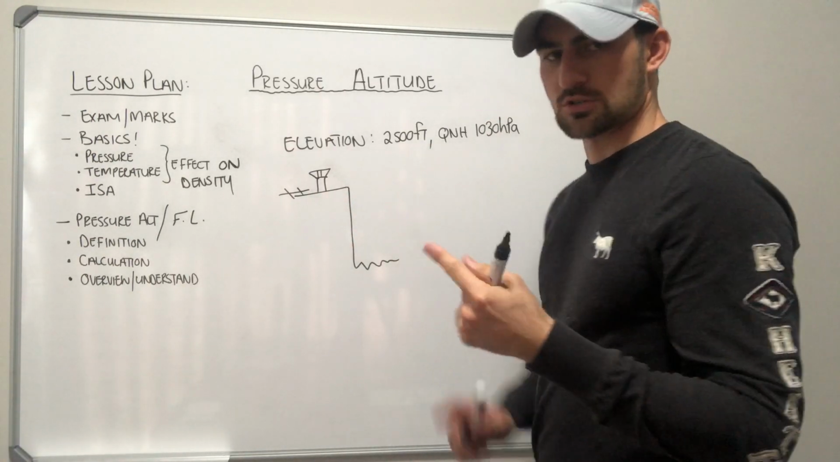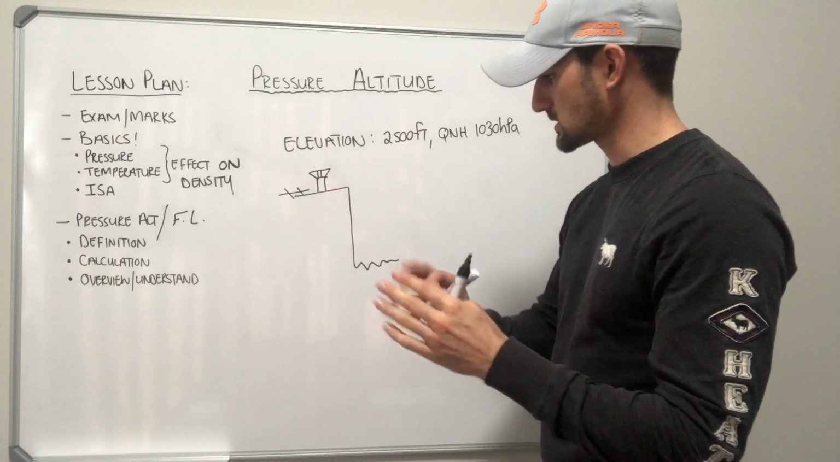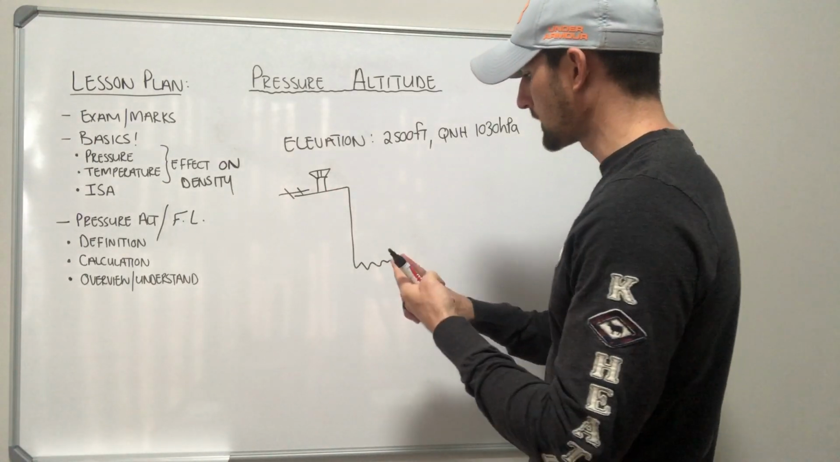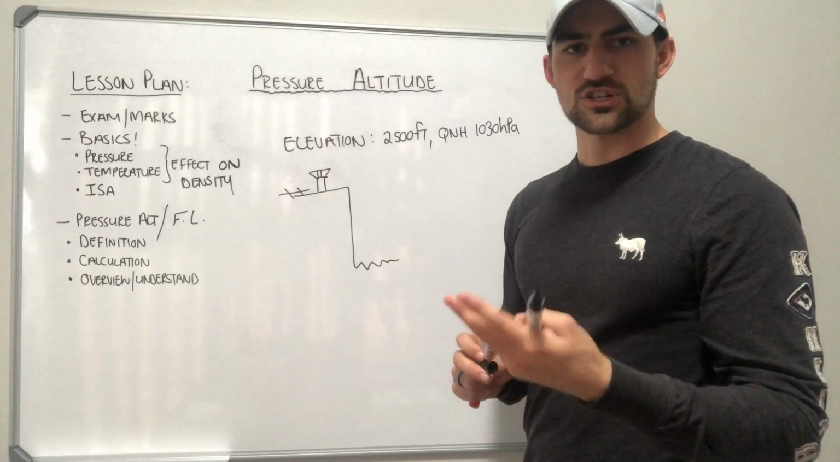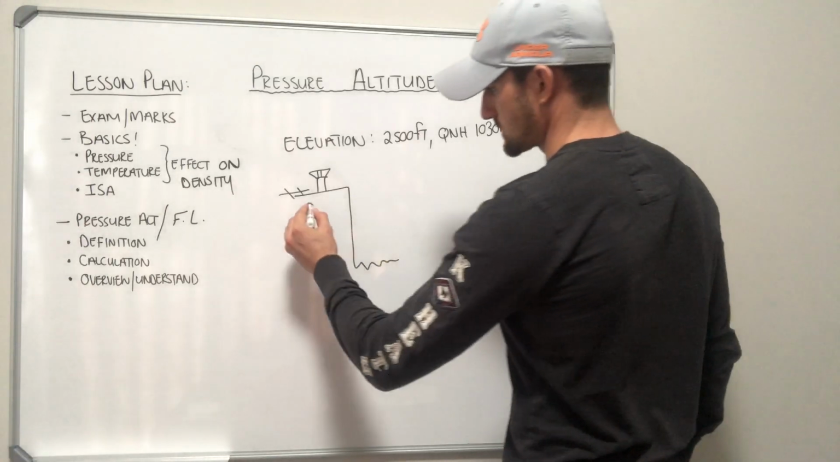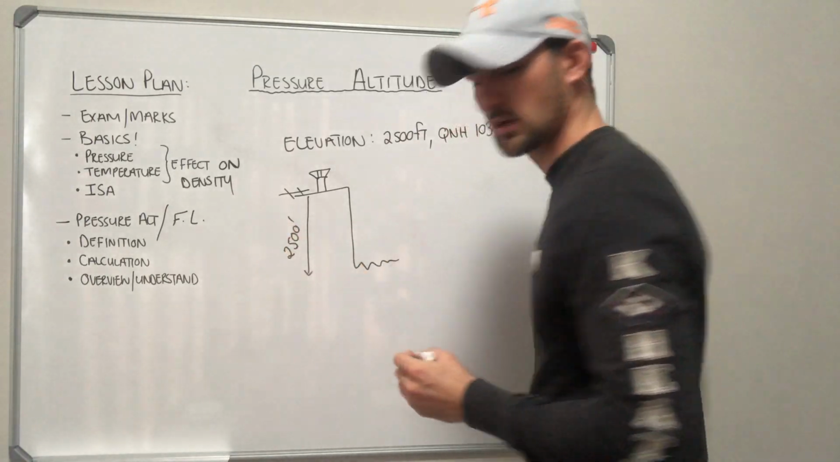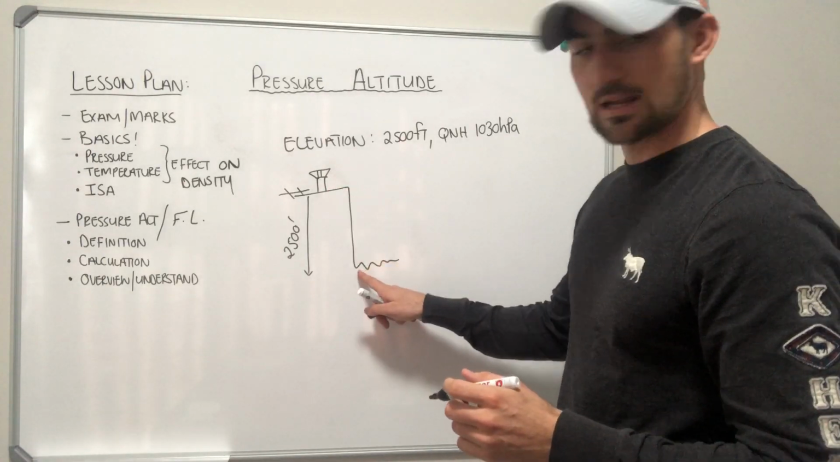And the second thing we do, so number 1, write this down, is draw a picture. Draw this basic picture, just the structure, the skeleton. Number 2, use the information you have. So the information is 2,500 foot and 1030 hectopascals. Here's 2,500 foot because this is our elevation. This is how high we are above sea level.